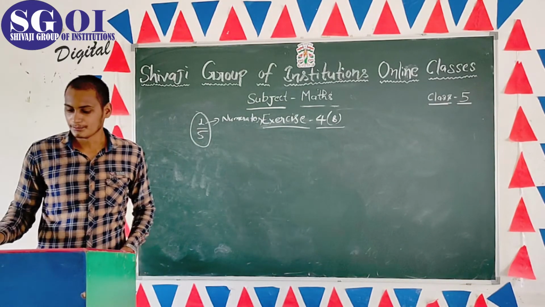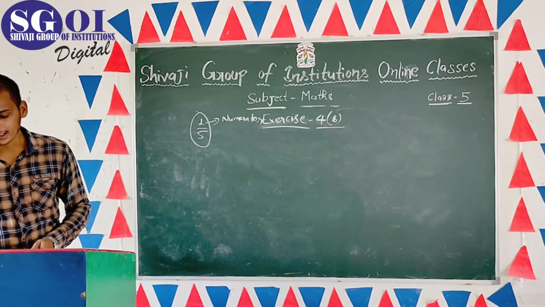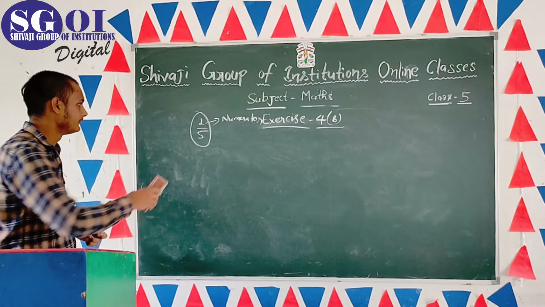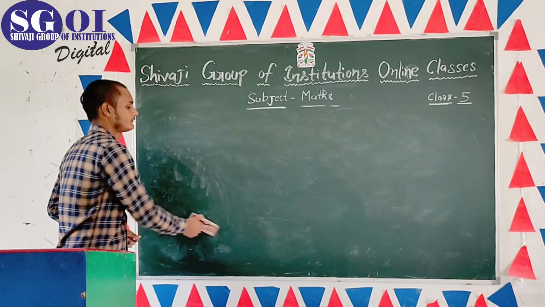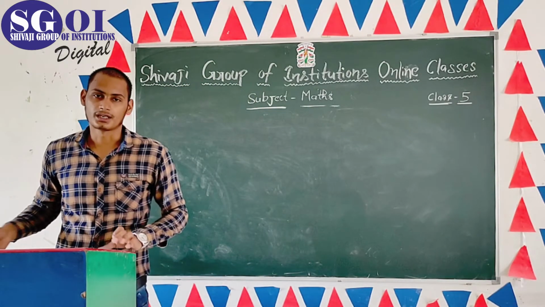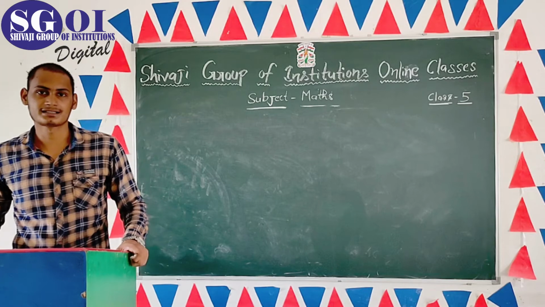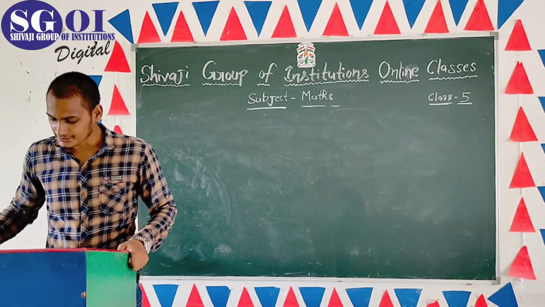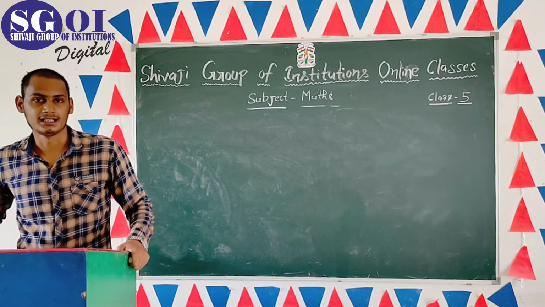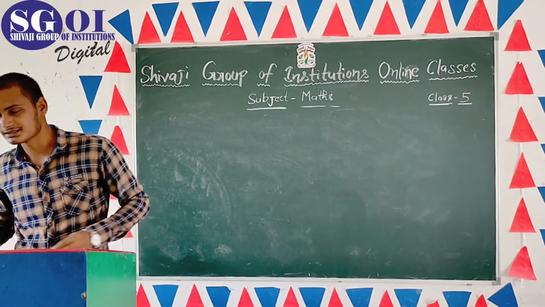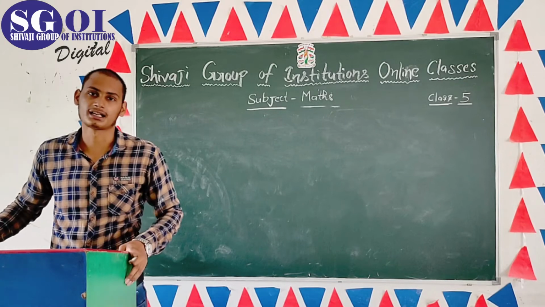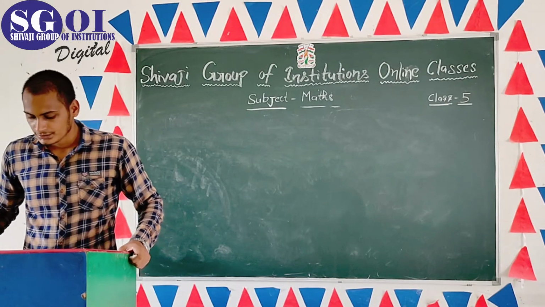Okay, friends. Part D. Which of the following are proper fractions? As we know, what are proper fractions? The fractions in which the numerator is less than the denominator are called proper fractions.